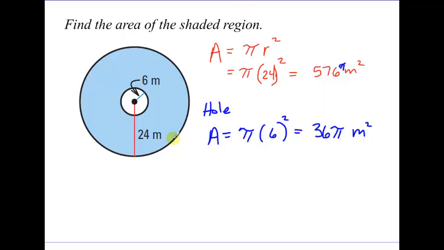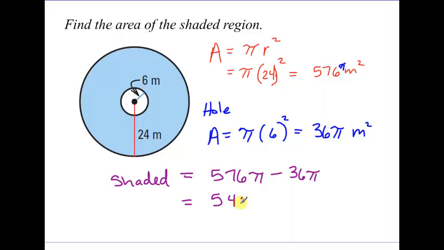All right, so now the total shaded area, the shaded area is the big circle minus the hole piece. So bring down the area of your big circle, which was the 576 pi, and then subtract out the 36 pi for the hole, and we've got a final total area of 540 pi square meters.